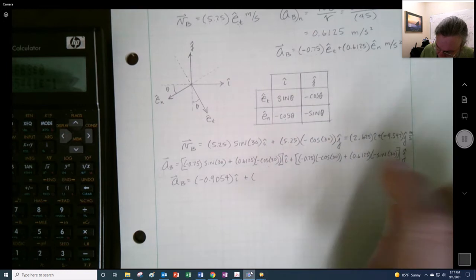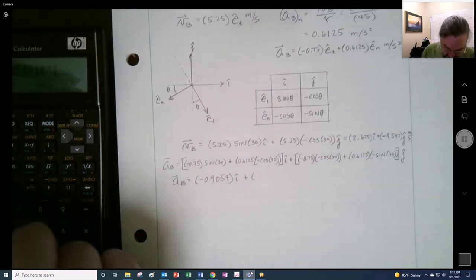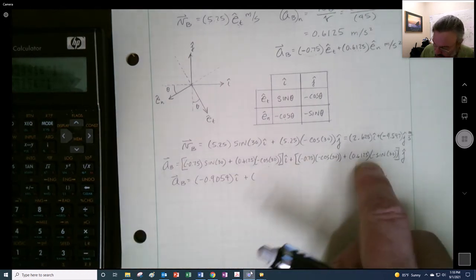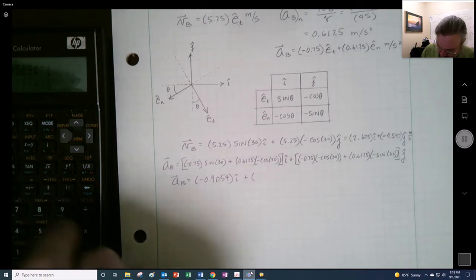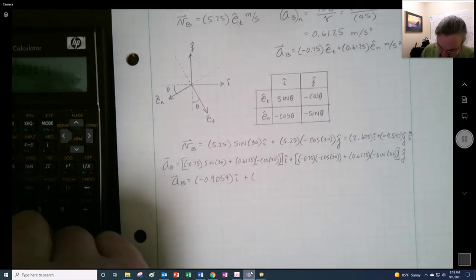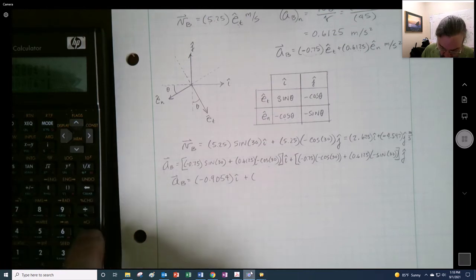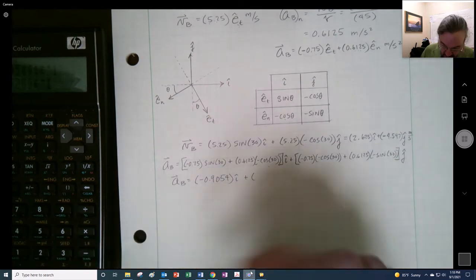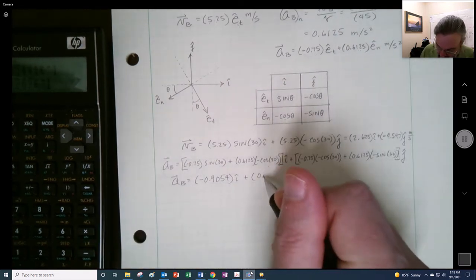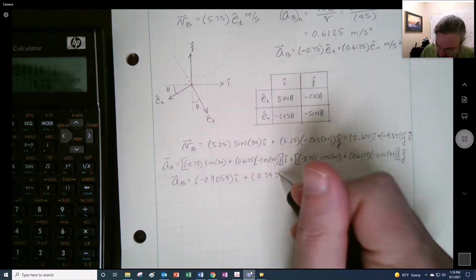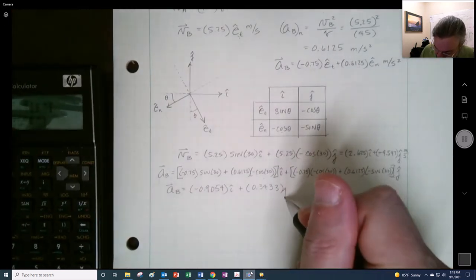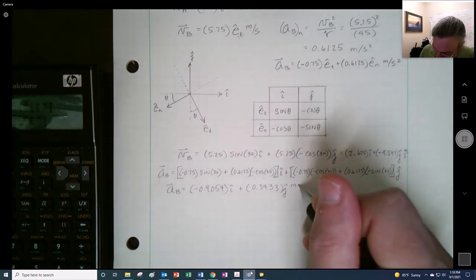plus, so we have negative negative, so it's going to be positive 30 cosine times, okay, so there's there, and then 0.6125 30 sine times, but this is positive, this part, but this is negative, so we're going to subtract that out. We still end up with a positive value of 0.3433 J. And these are meters per second squared.